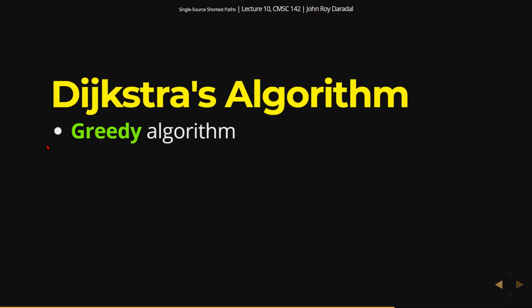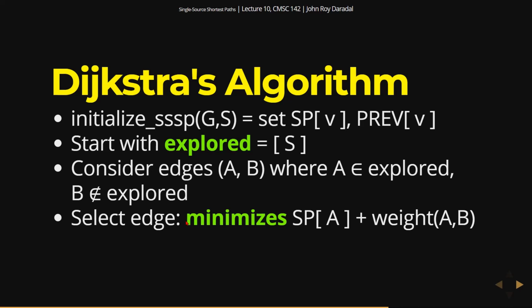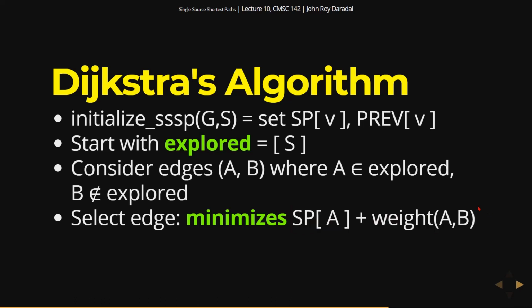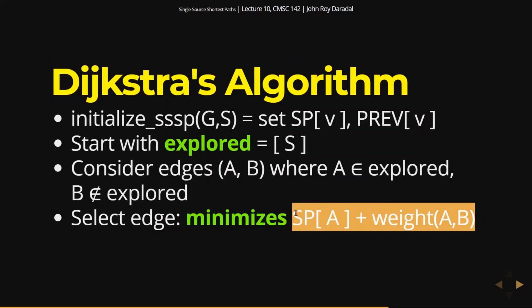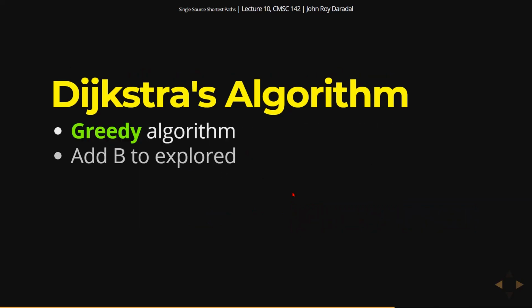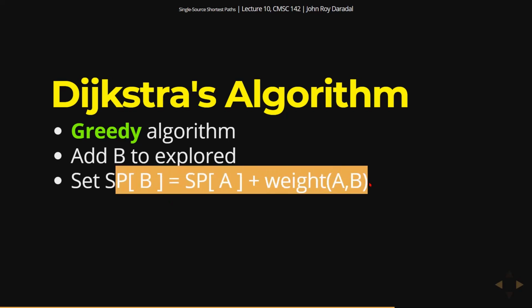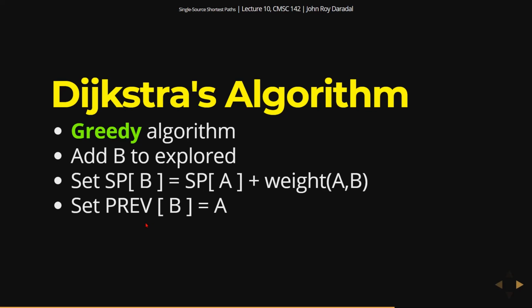So this is actually a greedy algorithm. The reason why this is greedy is because we're trying to find the edge that minimizes this value. You're trying to find the best possible path, because it minimizes the shortest path from the source plus the weight of the edge that you'll pass through. So the one with the minimum total value of this equation is the one that we'll choose. After that, we'll add that neighbor B to the explored set, and we will update if we need to relax it. We will update SP of B to SP of A plus weight of AB, and then set the previous of B to A. So that is how Dijkstra's algorithm works.